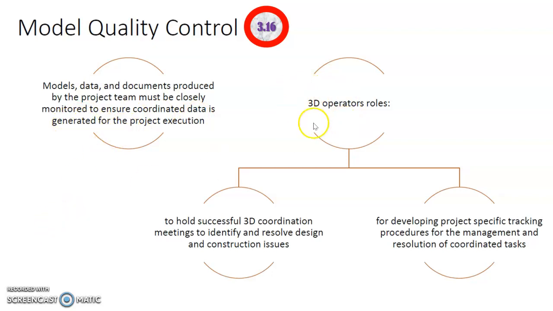So the 3D model operator's roles are to hold successful 3D coordination meetings to identify and resolve design and construction issues, and to develop project-specific tracking procedures for the management and resolution of coordinated tasks.